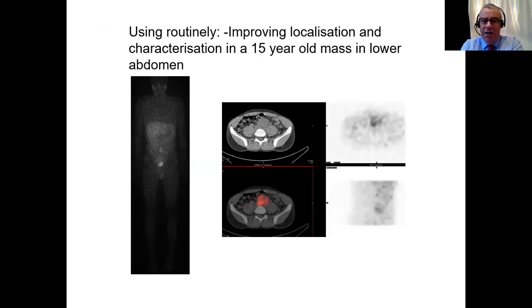This is an MIBG whole body image in a 15-year-old male who presented with a mass in the abdomen that was painful, thought to be neuroblastoma, and so we did an MIBG study. They did indeed confirm uptake of MIBG. The only thing is that pathologically it was found to be a paraganglioma, which is probably the better of the two to have, as it tends not to metastasize as much.